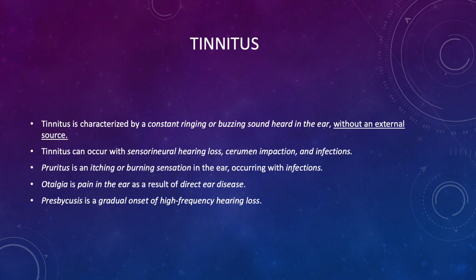Pruritus is nothing more than itching or burning. It's caused with infection a lot of times. Otalgia, it is pain in the ear, usually from a direct ear disease. And then presbycusis, like we talked about before, is gradual onset of high-frequency hearing loss from just basic aging. So please understand those terms.